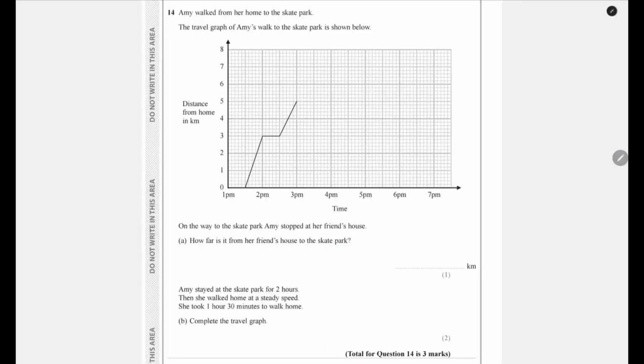Question 14 says, Amy walked from her home to the skate park. The travel graph of Amy's walk to the skate park is shown below. On the way to the skate park, Amy stopped at her friend's house. Question A is asking, how far is it from her friend's house to the skate park?